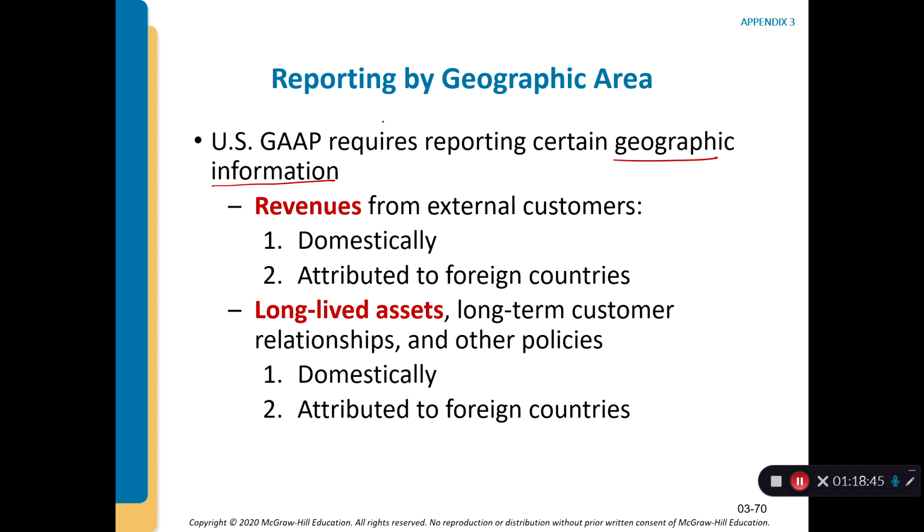So by disaggregating the financial information into separate geographic areas, we can help investors understand the composition of the overall financial information from a geographic perspective. US GAAP actually requires reporting certain geographic information, such as revenue from external customers. You have to separate it domestically and as attributed to foreign customers, and likewise the long-lived assets, or long-term customer relationships and other policies, how much is domestic and how much is attributed to foreign countries.